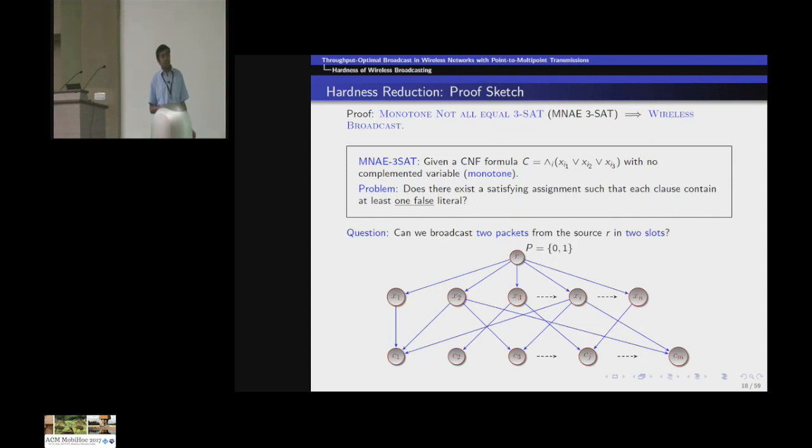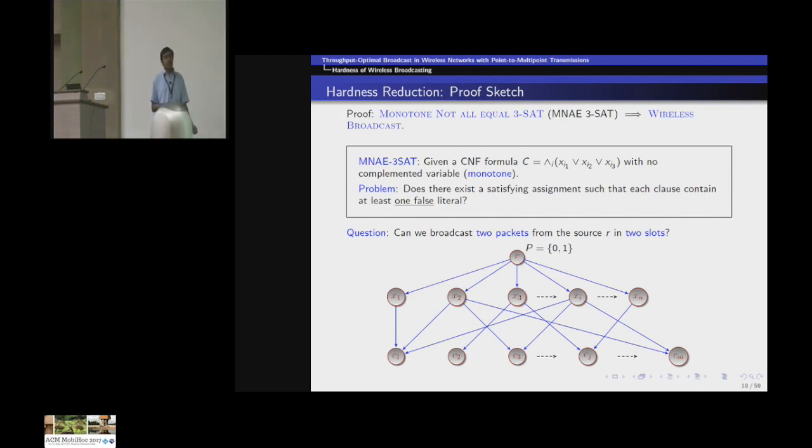So consider this question: can we broadcast 2 packets from the source? I have been given this network, and this network is derived as follows. I have 3 layers. The first layer is definitely the source. The second layer is the set of all variables, and the third layer is the set of all clauses. And the connection is very straightforward. There is a connection from a clause to a variable if that variable appears in that clause. So this is how I get this directed network.